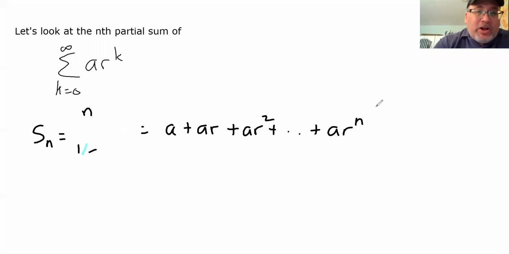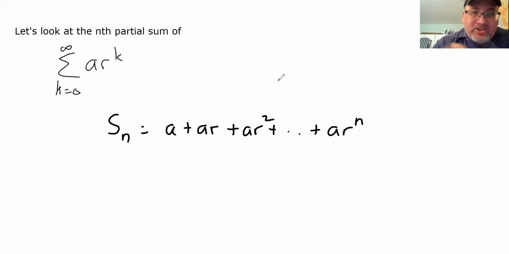So can we come up with a closed form expression for this? Because remember, what we're trying to do is take the limit of the nth partial sum, and as long as it's not a closed expression, meaning it doesn't have these three dots in the middle, then we can't really take the limit. So we're going to do a little bit of trickery here. This is the standard proof for calculating a partial sum for a finite geometric series.